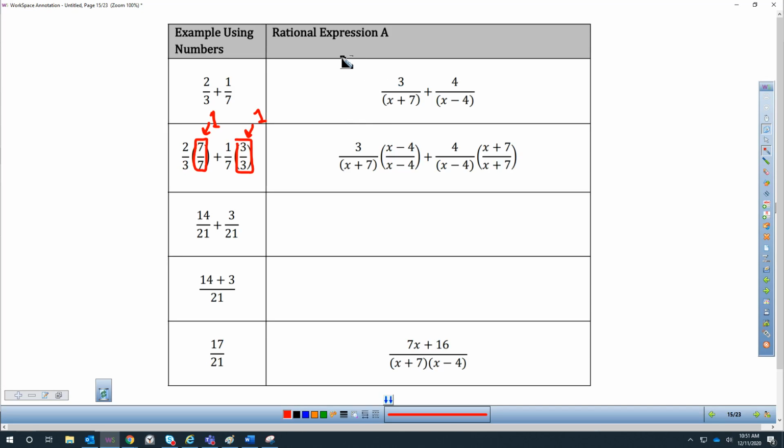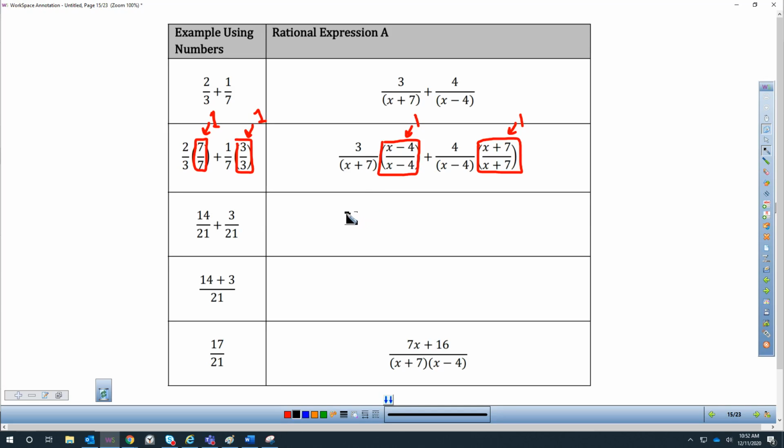So let's see how that compares with the rational expressions. So we got 3 over x plus 7 plus 4 over x minus 4. Now those denominators are not the same, but in this next step, you can see what they did. They basically multiplied by 1 here and here to get the denominators the same. By multiplying x plus 7 by x minus 4 and multiplying x minus 4 by x plus 7, we're going to end up with the same denominator in both of these fractions. And then to keep the fractions equal to the original, I multiply the tops by those same things as well. And we're basically just multiplying by 1.